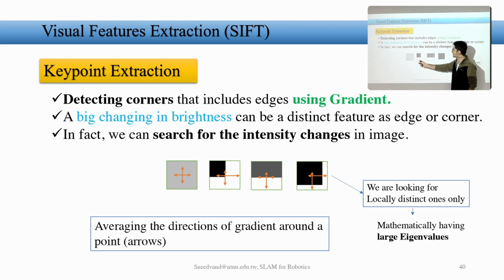Another cube, an instance of the image frame, looks like this. This part is darker, this part is white. Another one is like this: the upper part is darker, the lower part is whiter. Another one is where the majority is dark. So what we are looking for here is locally distinct information, which mathematically we can also say has larger eigenvalues. We already discussed what the eigenvalues are.